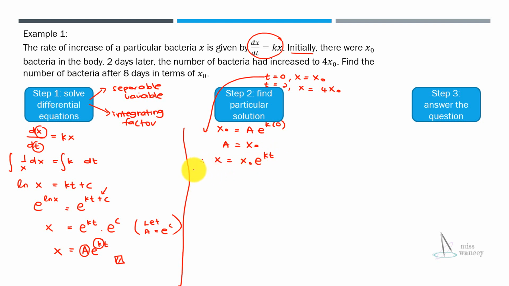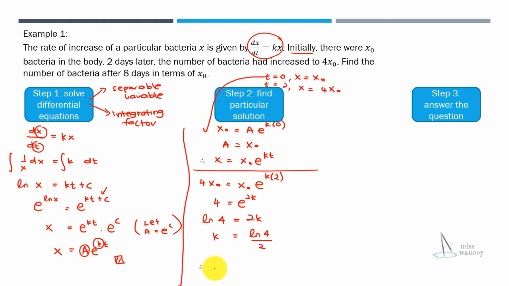So now substitute the second information. 4x0 is equal to x0 e to the k multiplied with t, 2. So 4x0 over x0 is simply 4 equal to e to the 2k. So I have to find the value of k. Let us do ln of 4, so apply ln on both sides. ln 4 is equal to 2k. Therefore, k is equal to ln 4 over 2.